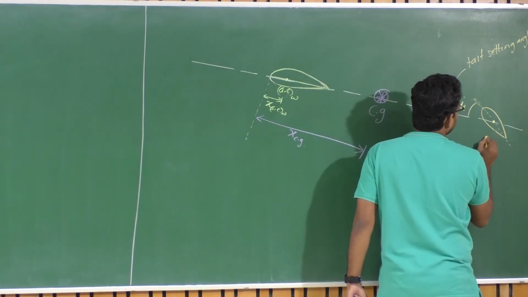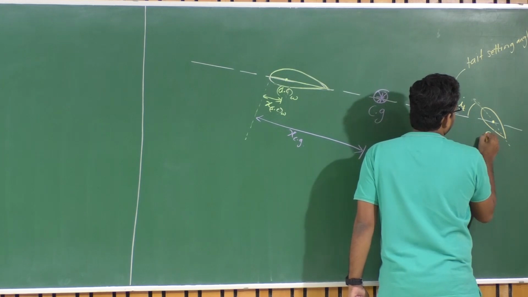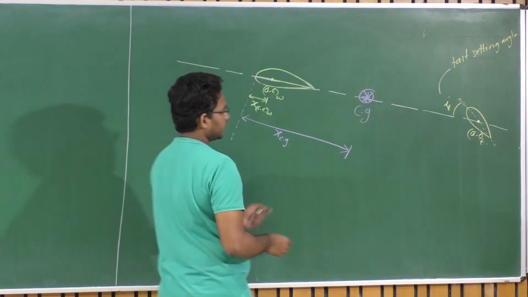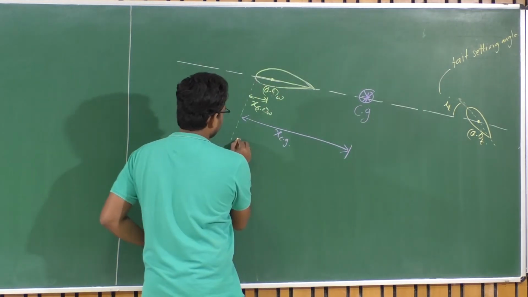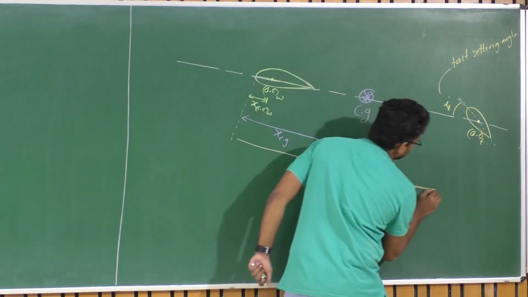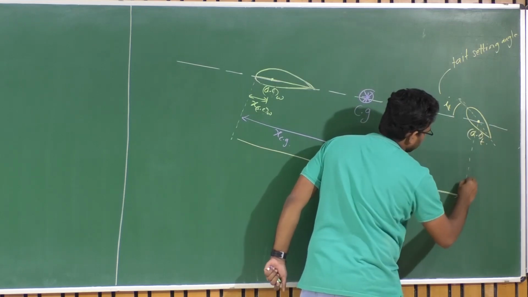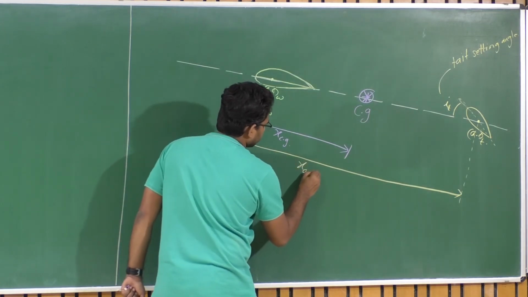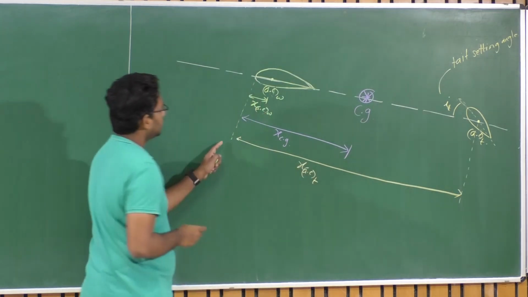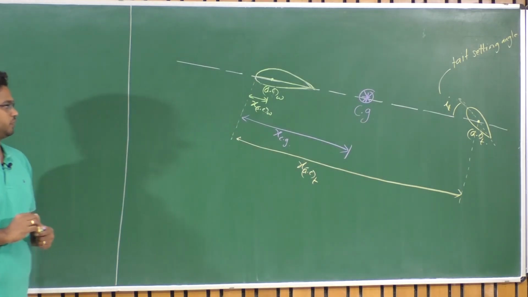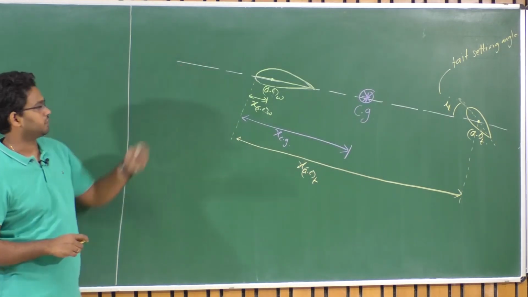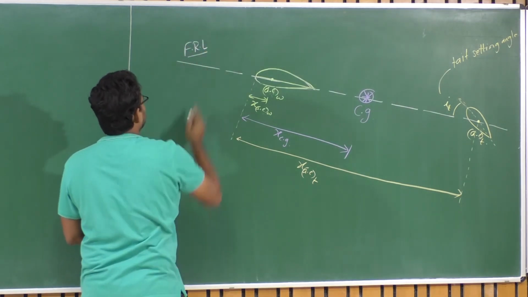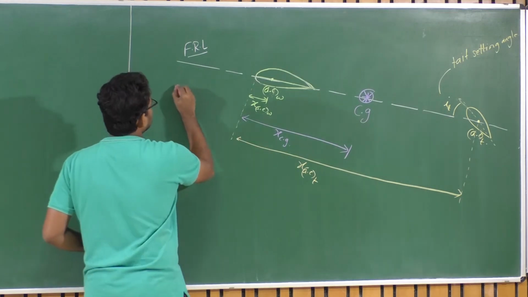And the tail is also located at a distance. We also have an aerodynamic center for this tail, which is located aft of the leading edge here, and the corresponding distance is x AC of tail with respect to the leading edge of the root chord of the wing, measured parallel to the fuselage reference line. So this is my fuselage reference line, FRL.